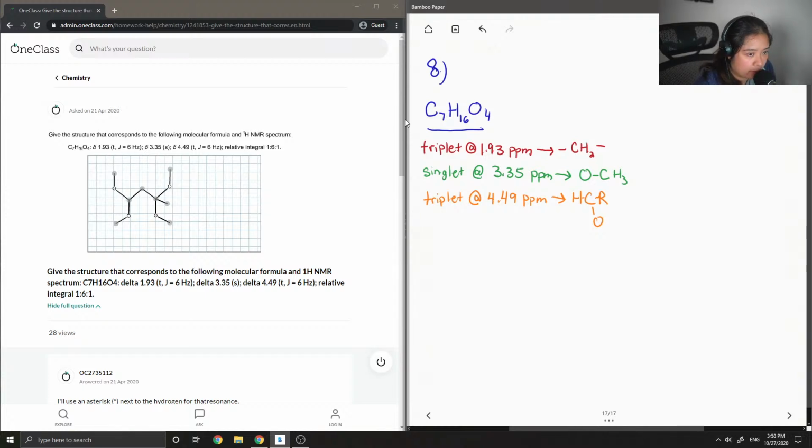And then they give us the relative integrals of all of these values. So I'm just going to do it in a different column. And it's at a ratio of 1, 6, 1. But if we look at how many hydrogens are actually in the structure, there should be 16. So I'm just going to multiply everything by 2. So it should be 2, 12, and 2. Just so that we can count out how many of the hydrogens are actually there when we draw our structure.